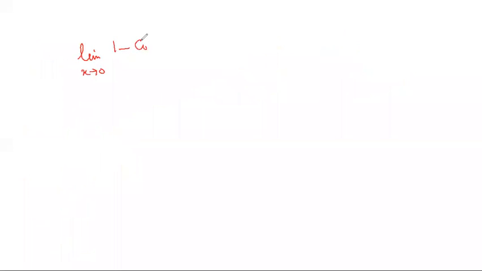Okay. Whenever you have limit x tending to 0 of 1 minus cos 2x upon x square, and limit x tending to 0 of 1 minus cos x upon x square, how do we solve both problems?